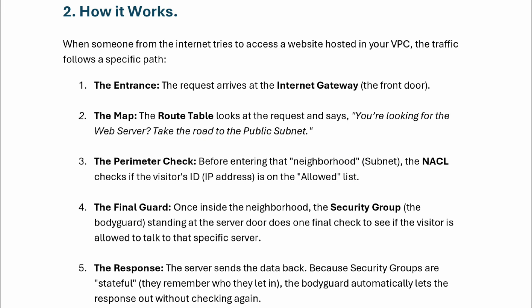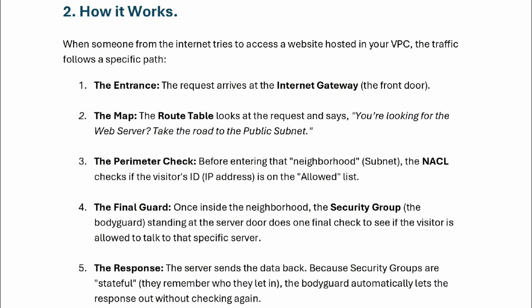So now how does a VPC work? When someone from the internet tries to access a website hosted on a VPC, the traffic follows a specific path. The entrance: the request arrives at the internet gateway, which is like the front door. Second, the map. The route table looks at the request and says, you are looking for the web server, take the road to the public subnet.